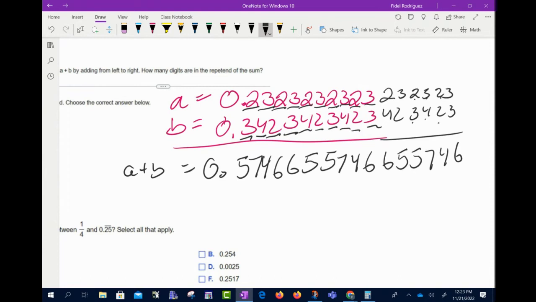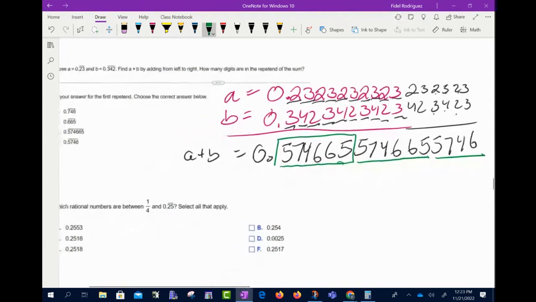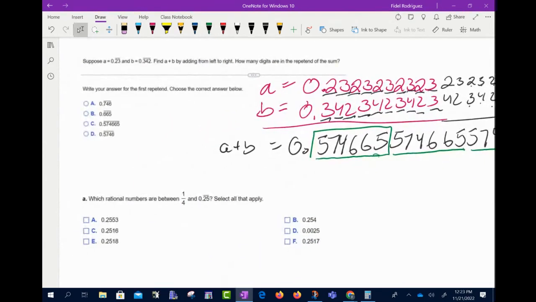Okay. So y'all, I'm going to start looking to see if I see any kind of pattern. So 0.574665, 574665, 574. Okay, so it looks like these are the numbers that repeat. So 0.574665 is what's repeating, and that's exactly what I have for part C. So, y'all, all they were really wanting me to do for this problem is just write out a few of them and start looking for a pattern.